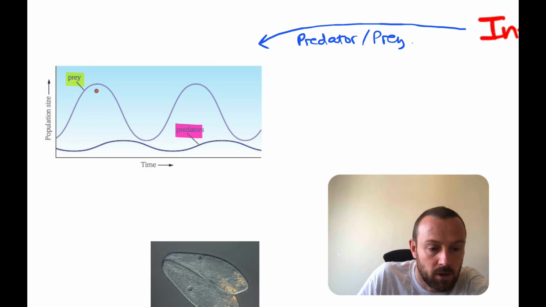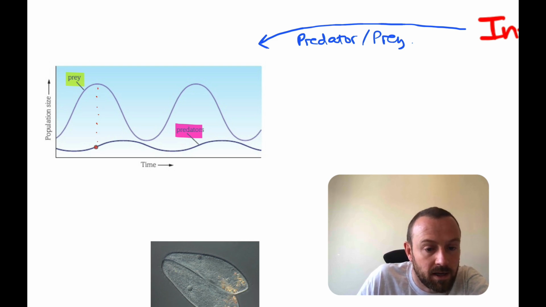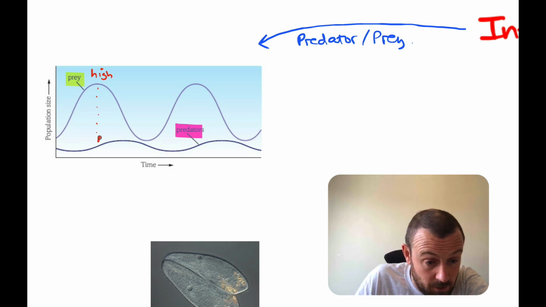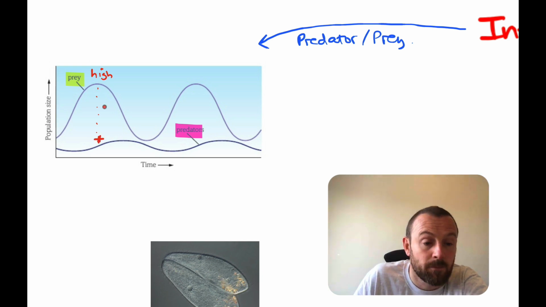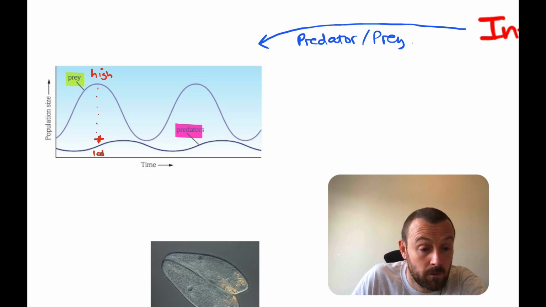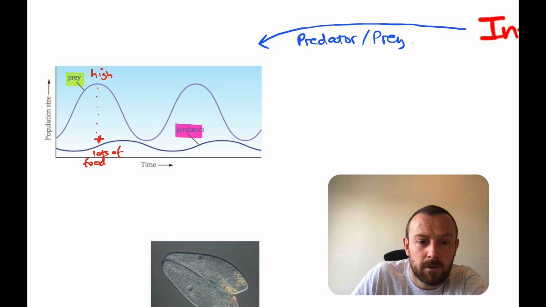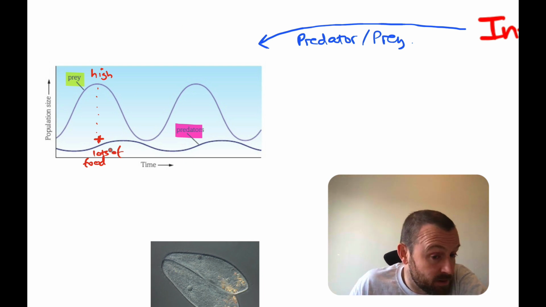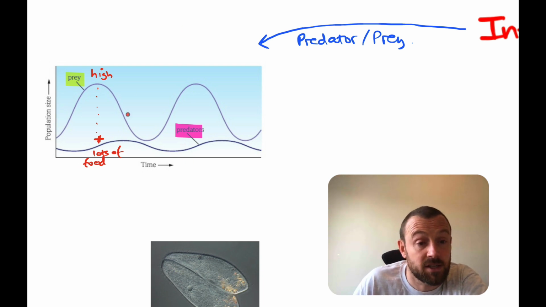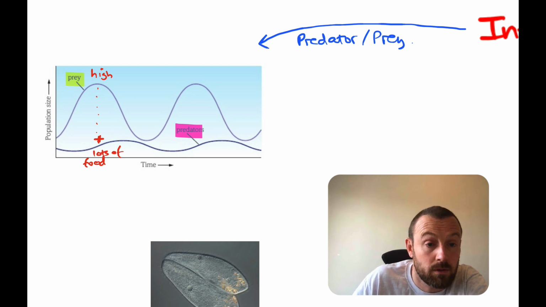And that means that if we look straight down below, what's happening to the predator population? Well, when the prey population is high, let's just write high here, the predator population is increasing. So I'll just do a little plus for increasing. The predator's population is increasing because there is lots of food. And I'll write that on, lots of food.